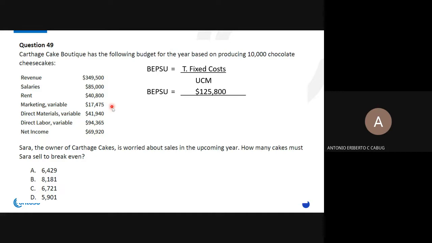349,500 minus the three variable cost divided by 10,000 chocolate cheesecakes. The unit contribution margin is 19.57. 125,800 divided by 19.57. You have 6,429. Very good. The correct answer is letter A.